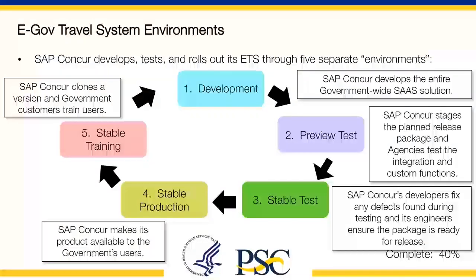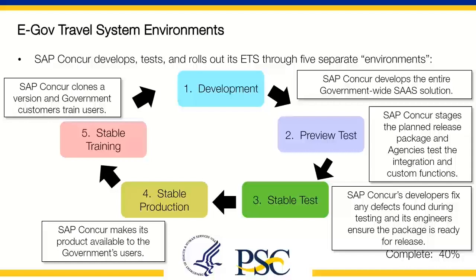SAP Concur develops, tests, and rolls out its ETS through 5 separate environments. First is development. Here, SAP Concur develops the entire government-wide SaaS solution. Second is preview test. Here, SAP Concur stages the planned release package and agencies test the integration and custom functions. The third environment is stable test where SAP Concur's developers fix any defects found during testing and its engineers ensure the package is ready for release.